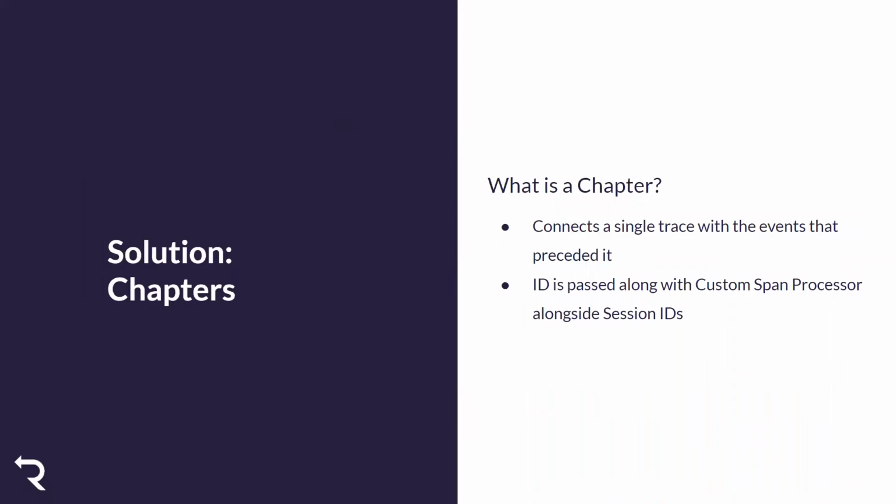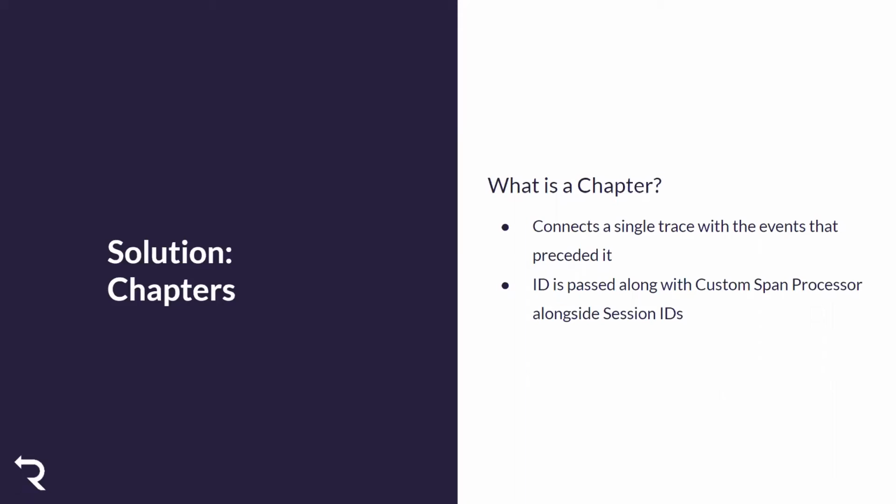Chapters are similar to mini sessions. A chapter connects one single trace and all of the spans that are composed within that trace, one single trace with all of the events that lead up to it. So a session is large and will have one or more chapters, but a chapter is a specific set of events that lead up to a single trace.